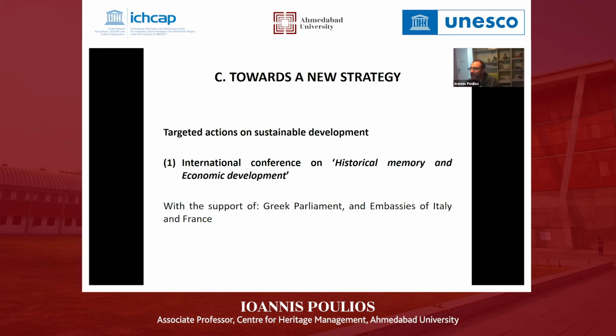So they found the support of the Greek parliament and also the embassies of Italy and France. Why the embassies of Italy and France? Because they were associated to the Venetian. You remember the phases of the history of the place, the Venetian phase. So the embassies of Italy and France were interested in this Venetian phase of the history. So they got the support of the embassies of Italy and France, and they organized an international conference on historical memory and economic development.